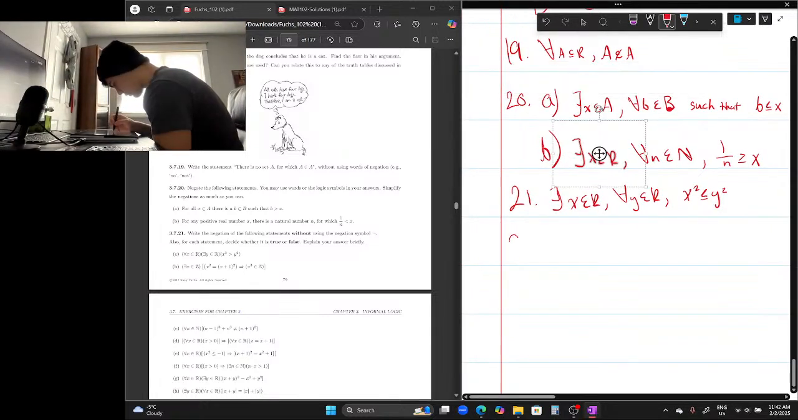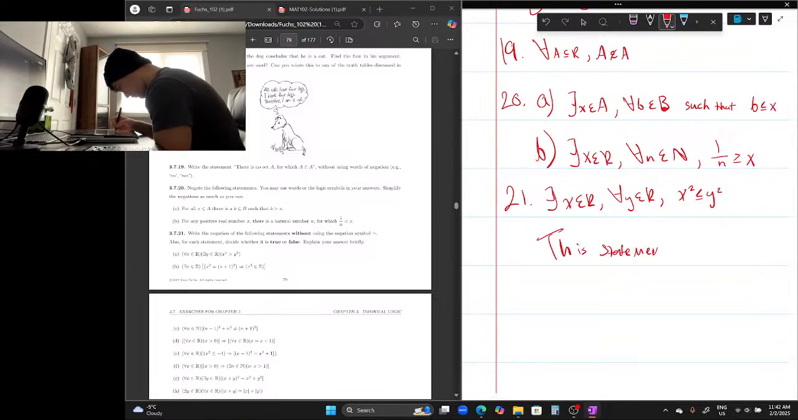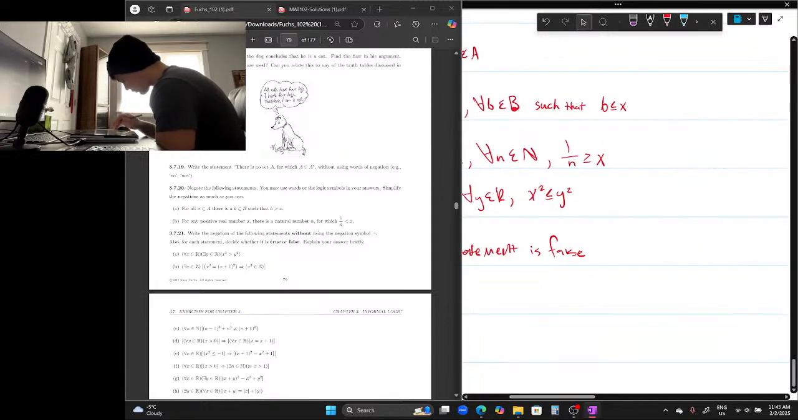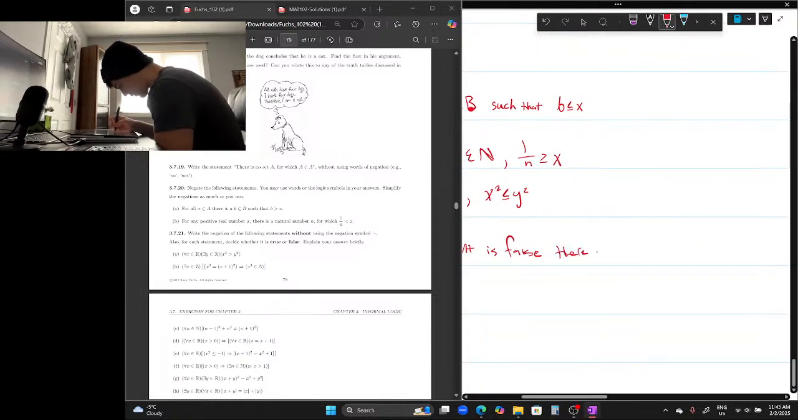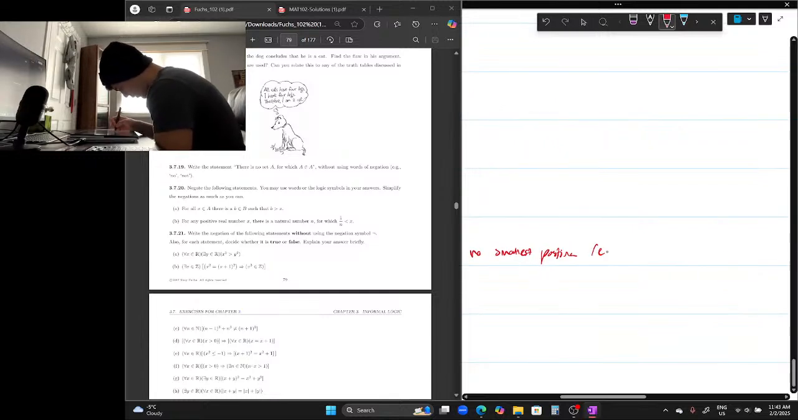21, 20, oh, this statement is false. There is no smallest positive real number.